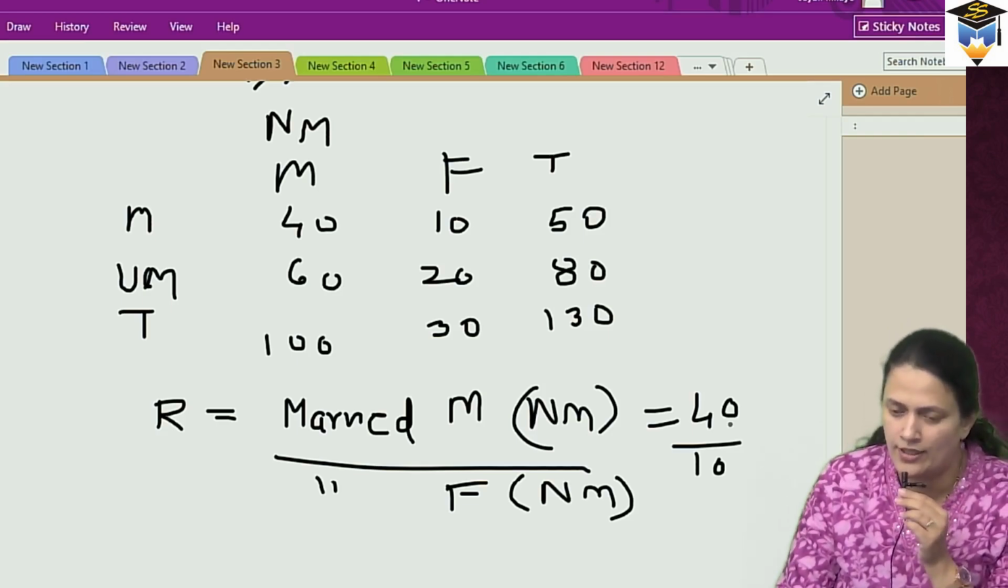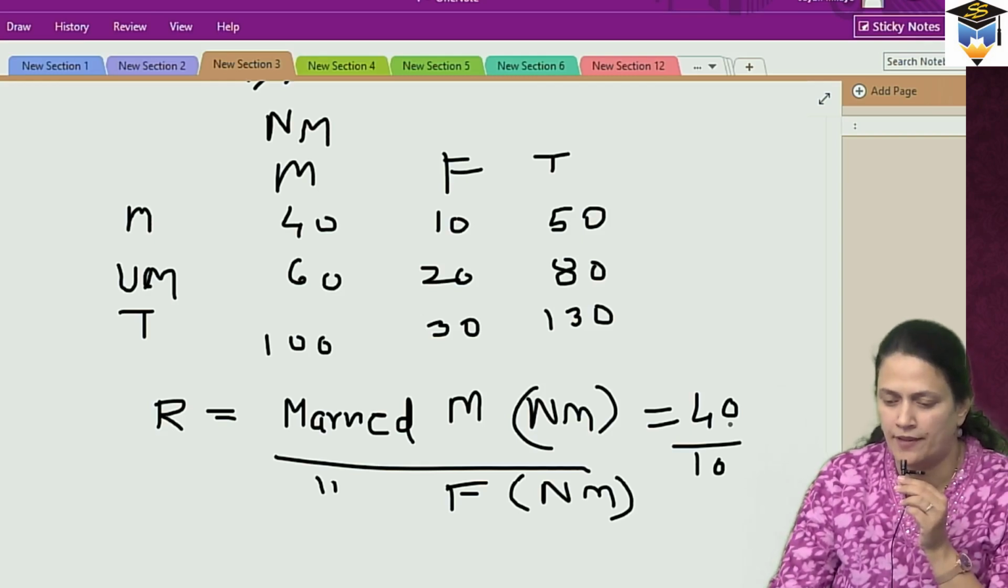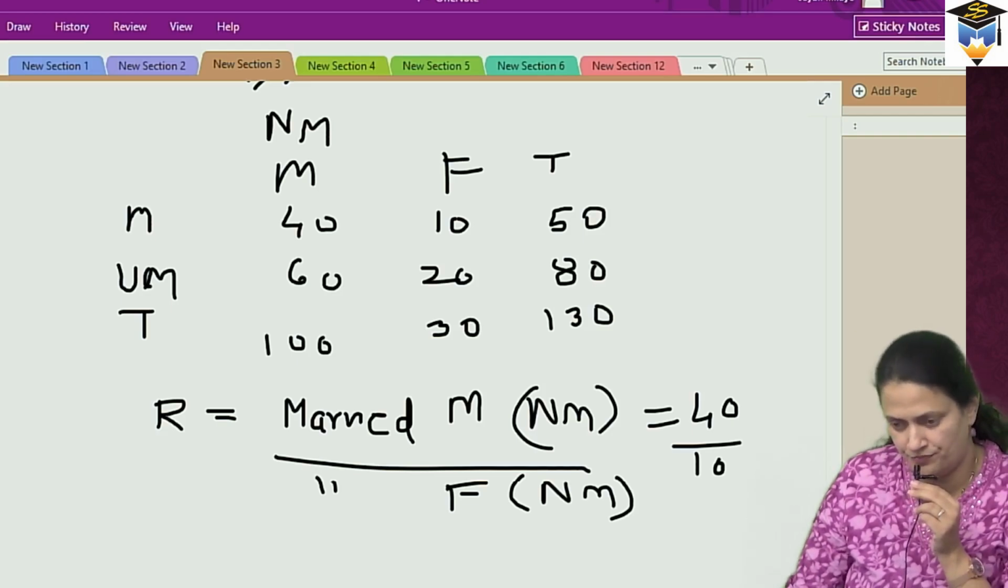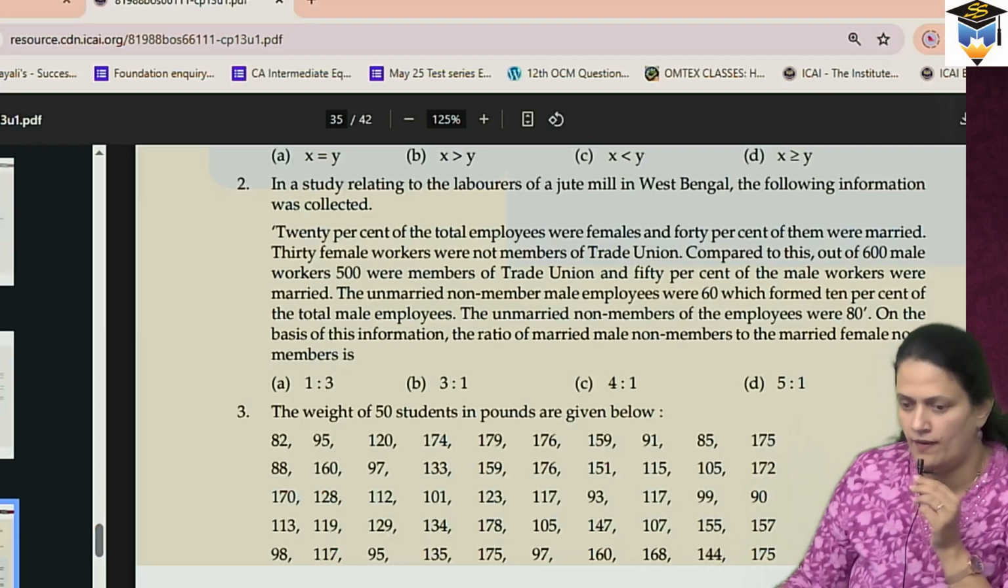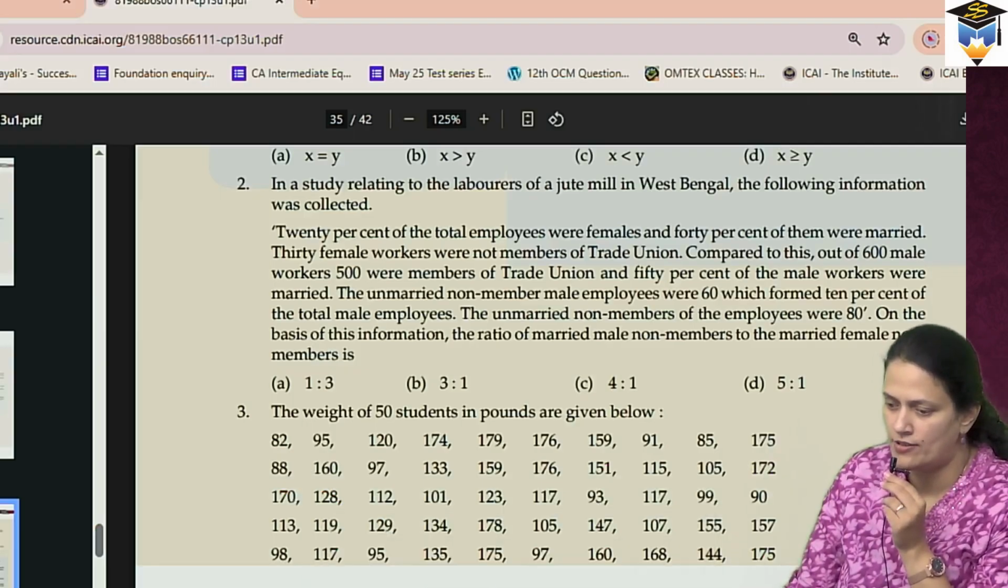Okay. Now let us go to example number 3. So what is the correct option? 4 is to 1 option. C is the correct option. Okay. Now next question is this.